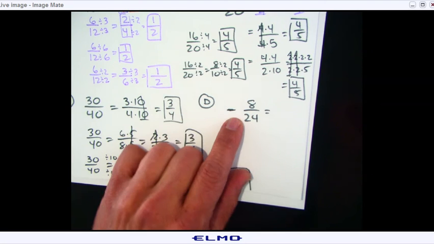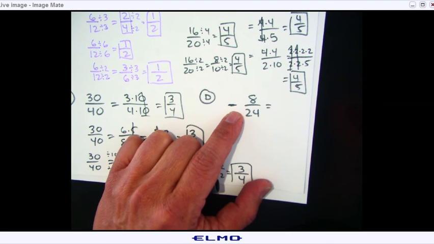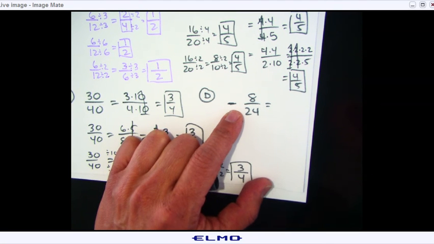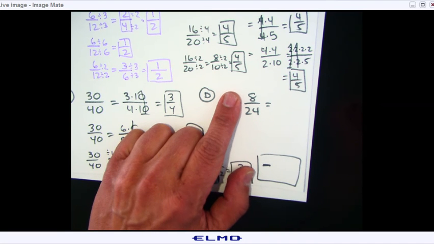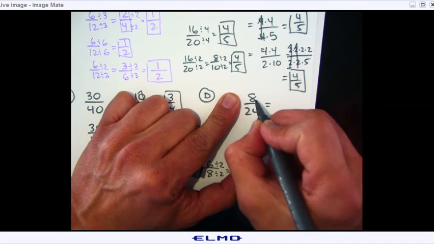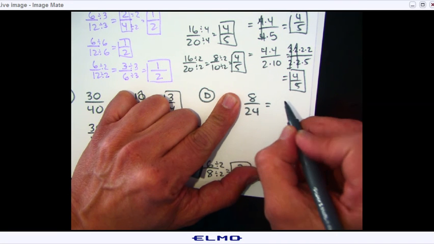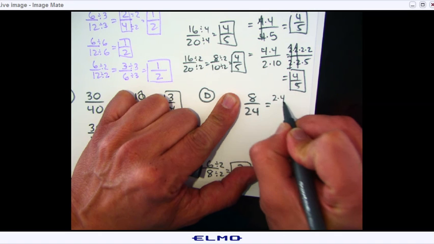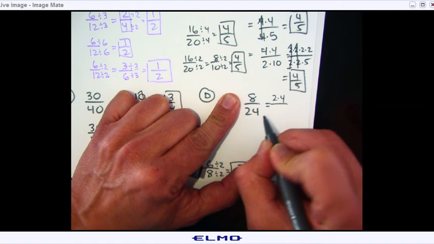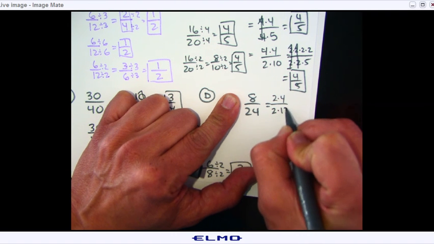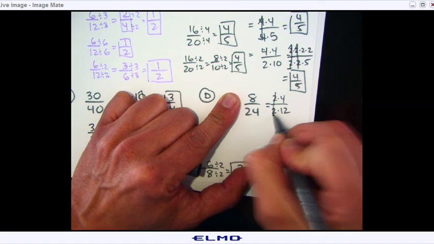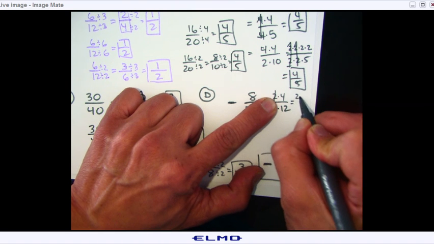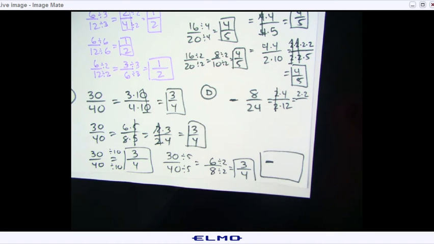So on this one, you see how there's a negative in the middle? Your answer is going to be negative. All right, so I'm going to put a negative here so I won't forget it. Now, let's go ahead and do 8 over 24. So the 8, I'll do the multiplication. 2 times 4, and 24 is 2 times 12, or 4 times 6, right? There's your giant 1.